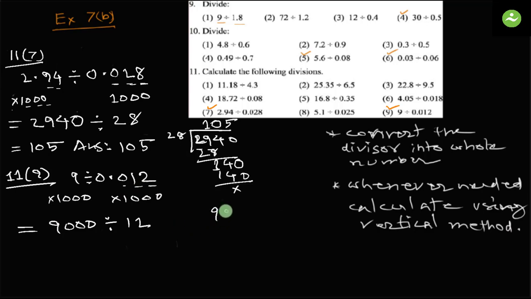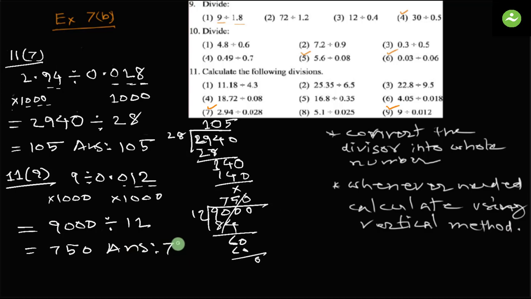Now divide 9000 by 12. 7 into 12 is 84. So 6 and 0. Bring down 1 0. 5 into 12 is 60. Bring down another 0. We cannot divide it, so put a 0 here. Equals 750. The answer is 750. Thank you everyone. Allah Hafiz.